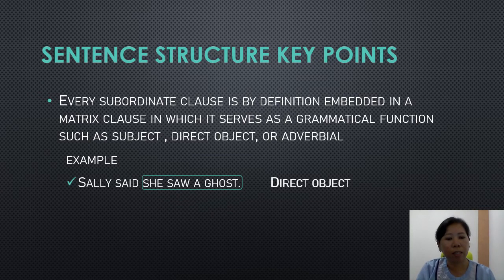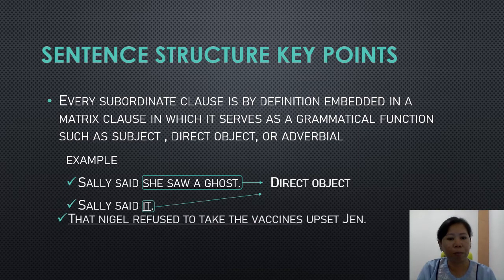Let's take a look at the example. Sally said she saw a ghost. The underlined clause, she saw a ghost, is a direct object. Now, we can replace that clause with the pronoun it. So we can simply say Sally said it, and that's the direct object, it as the direct object.